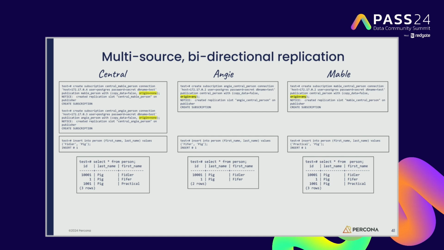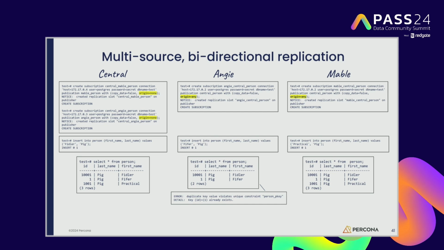On Central, we have all 3. On Angie, we only have the one that was inserted on Central and by itself. And on Mabel, we have the 3 of them, but just because the last one was done by Mabel itself. And if we check the state of the replication, it is broken on the 2 spaceships.